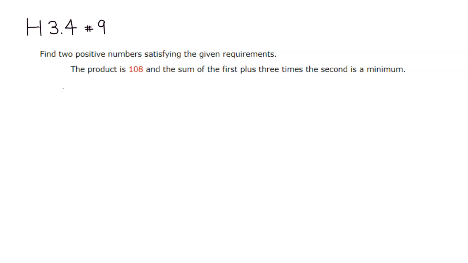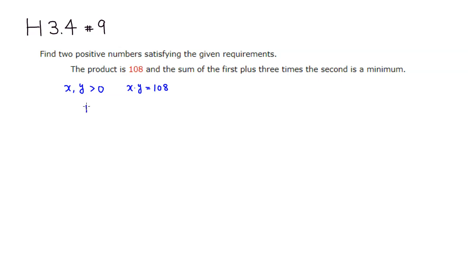So you have two numbers. Maybe I'll just use x and y. So x is the first number, and y is the second number, and we want them to be positive, right? And the product is 108. So it's given that x times y has to be equal to 108, right?